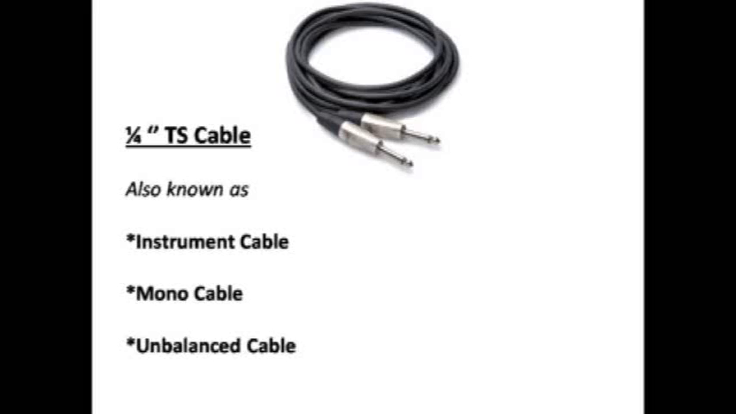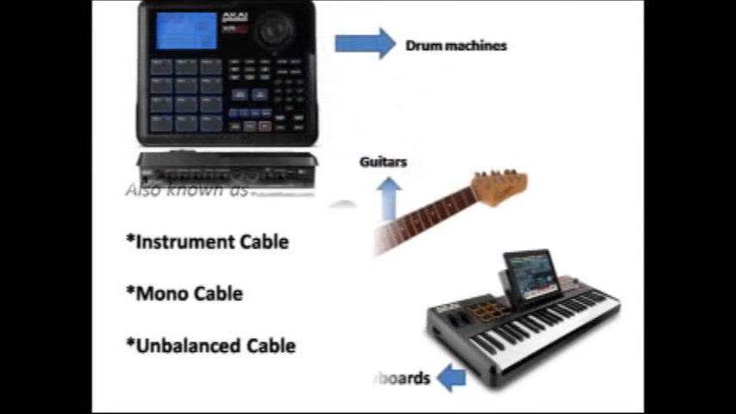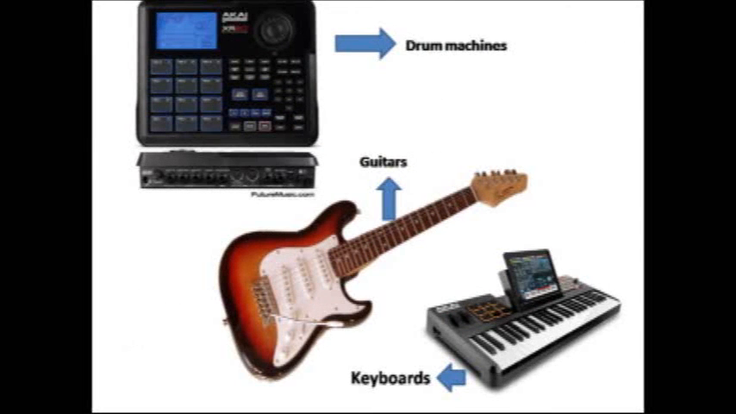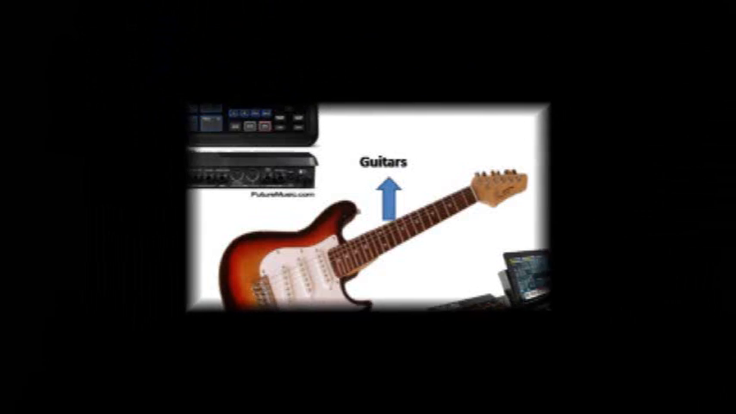Note this: the TS cable is very susceptible to noise, and therefore it is advised to use short lengths of it when connecting to equipment. Common examples of instruments which use this cable include keyboards, electric guitars, synthesizers, and other devices which have quarter-inch output for their connection. Now let's look at the TRS cable.